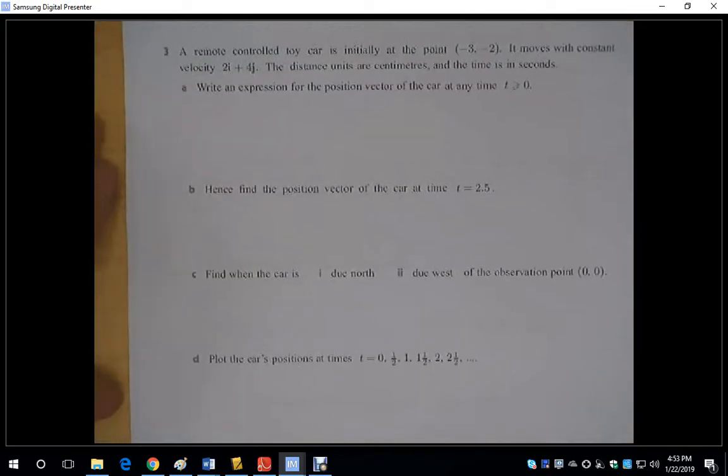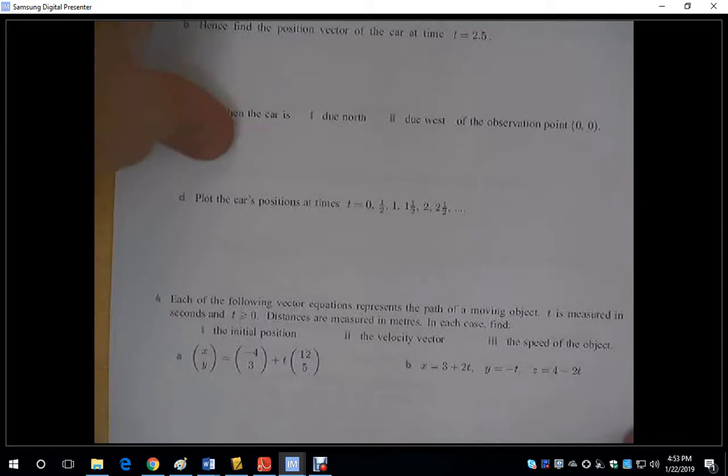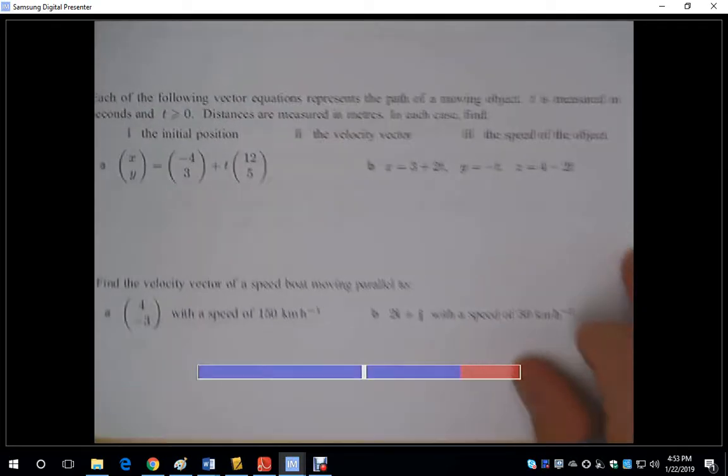Part 3, I'm going to let you do on your own. I'm going to move on to part 4. If you want to pause and do this particular problem on your own, you're welcome to do that. Number 4, well, there are 2 parts to 4. I'm going to do one of these.